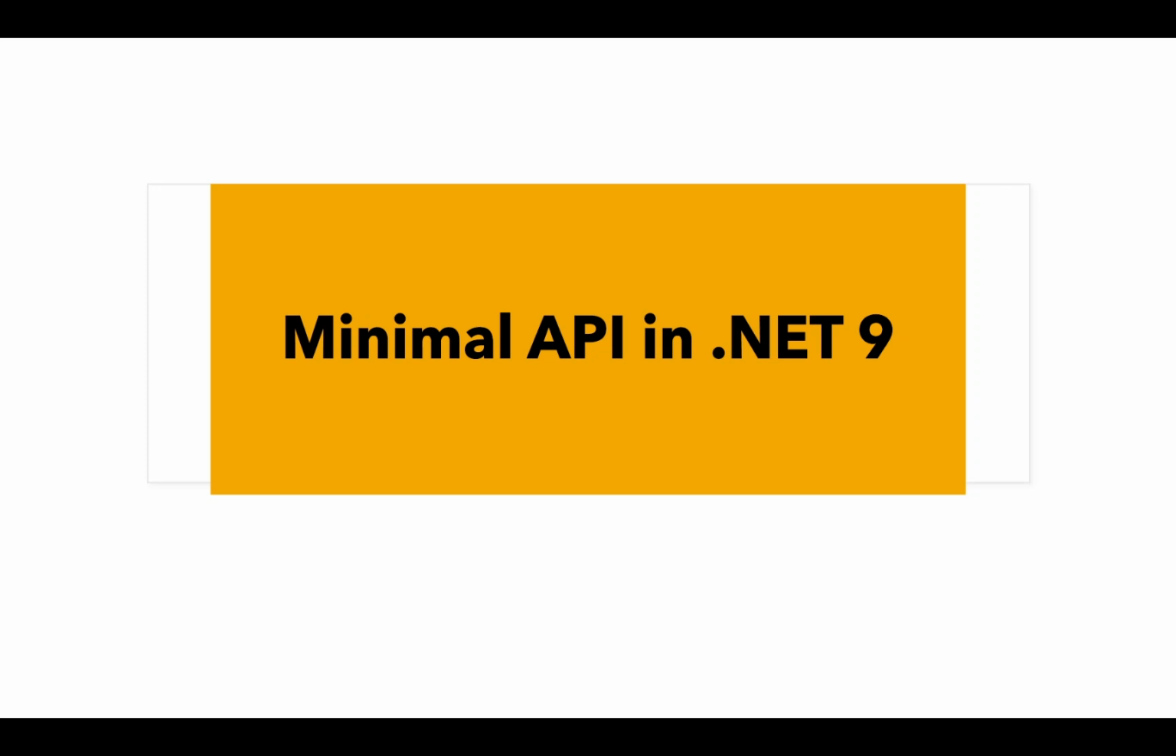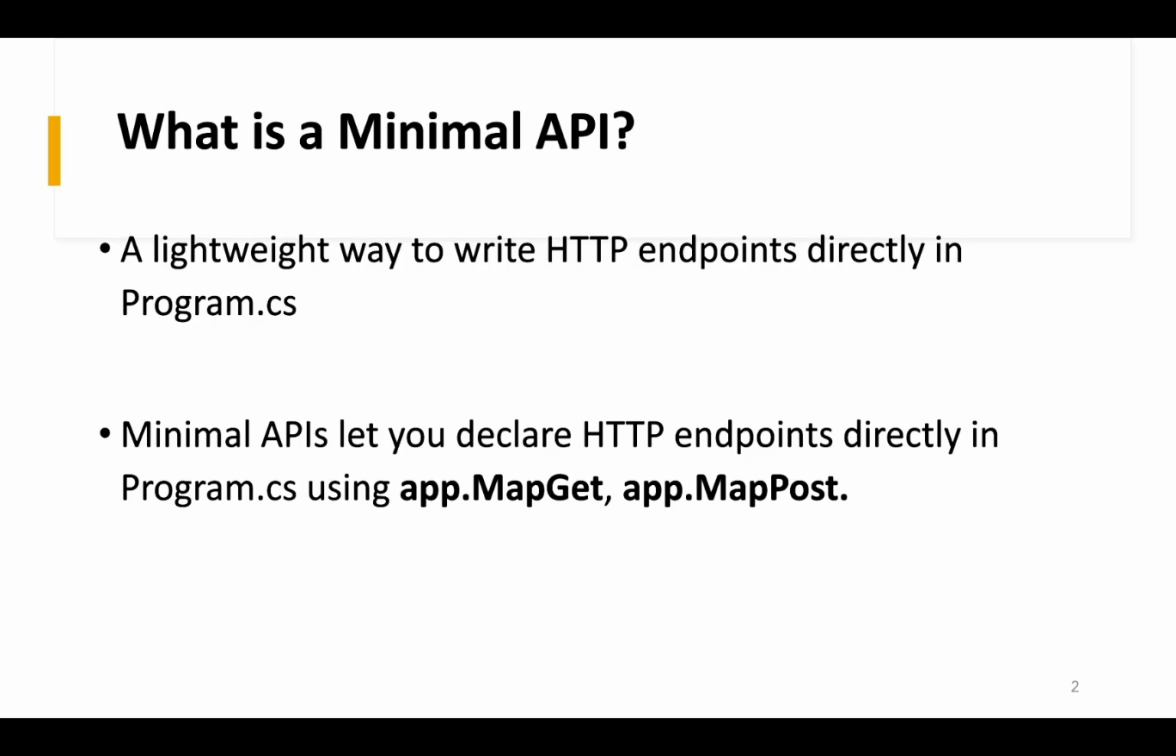Hello everyone. Today in this tutorial, we shall talk about minimal API in ASP.NET Core. If you have ever felt overwhelmed by the complexity of traditional API setup, you are going to really like it. Minimal APIs are a streamlined way to build HTTP APIs with minimum overhead, no controllers, no unnecessary boilerplate code, just clean and concise code.